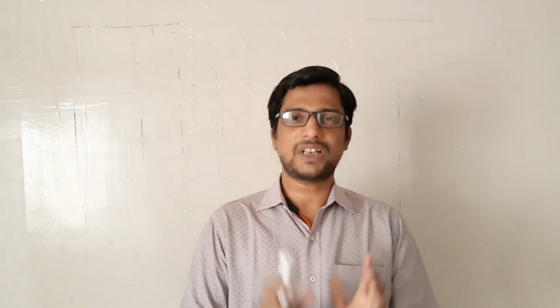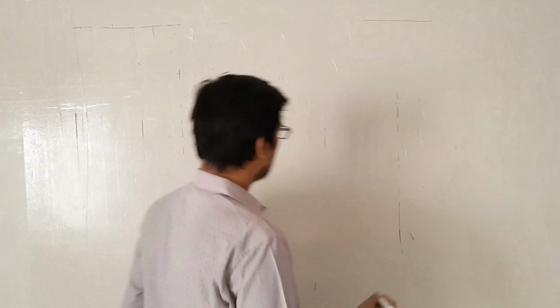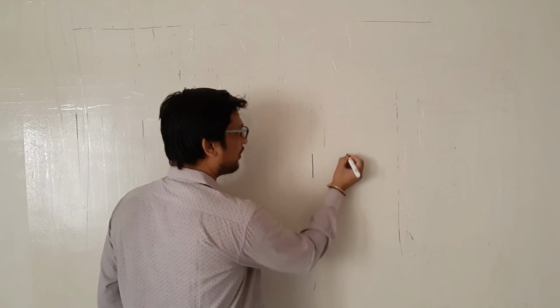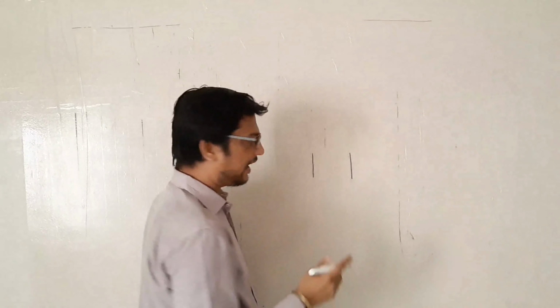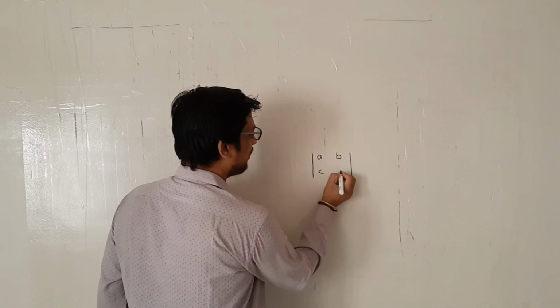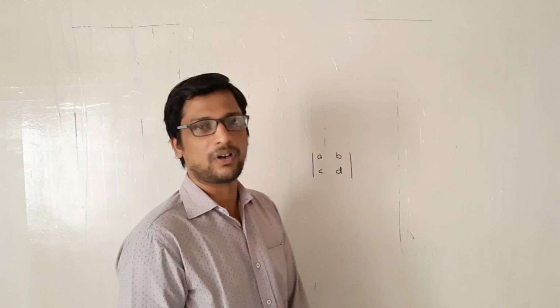Now, before starting with Cramer's rule, we should know what we mean by determinant. How to solve that determinant? How to obtain the value of a determinant? Now, before starting with that, let us see what we mean by determinant. See, I am drawing two vertical lines. In that, I am going to write A, B, C, D, any alphabet or number.